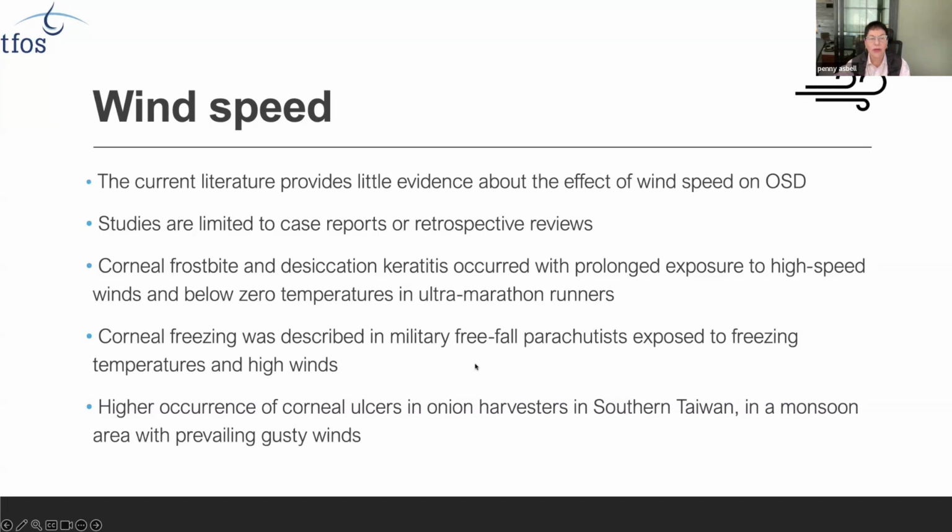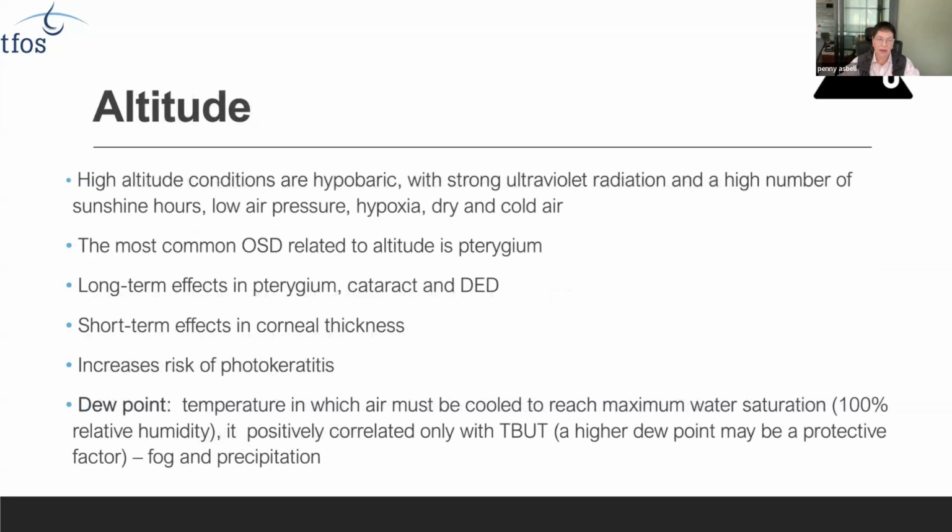This was an unusual report of a higher occurrence of corneal ulcers in people who were harvesting onions in Taiwan during the monsoon region. I don't know what to take from that report other than ulcers are certainly associated with doing agricultural work. Maybe having high humidity of the monsoon doesn't help the situation in that case.